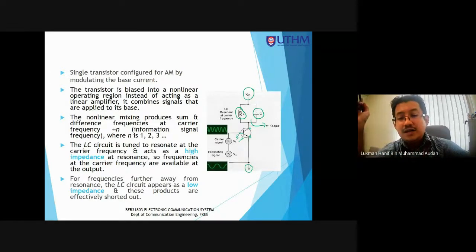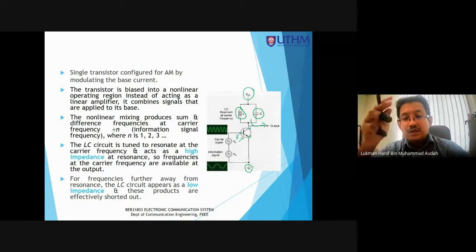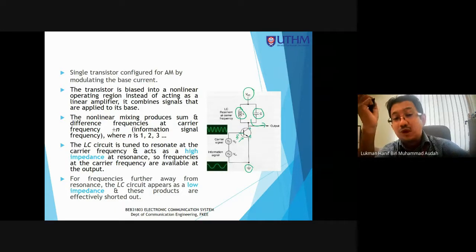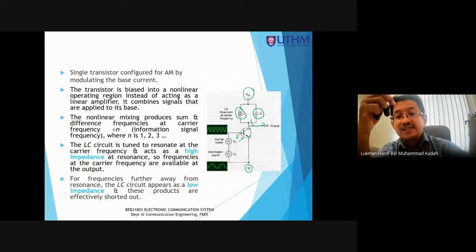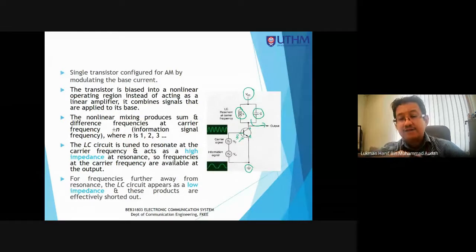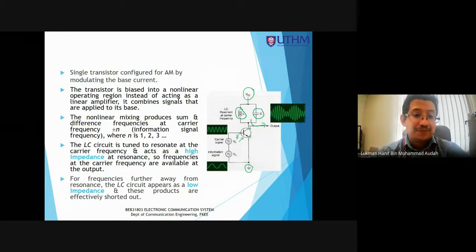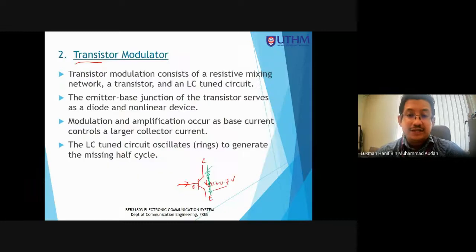Okay, dan apabila transistor switch off, maka LC tank circuit akan menghasilkan another half of the wave atau output. Okay, dia akan menghasilkan separuh bahagian yang lain. Okay, so dia punya bentuk gelombang juga sama macam yang tadi.